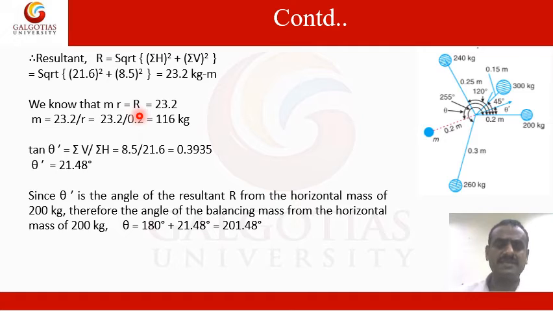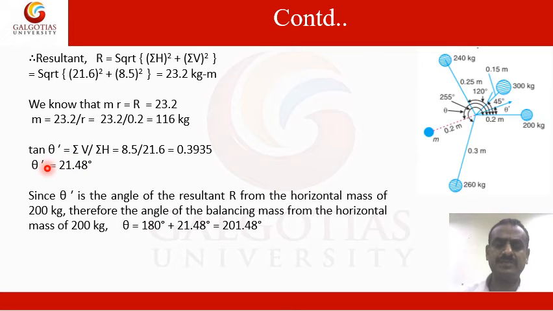There is a formula: resultant force R equals m into r. So when we know the value of R, that is 23.2, we substitute in this formula. After substituting, we can determine the magnitude of the balancing mass: m equal to 23.2 divided by r. Here r is the radius of location of the balancing mass, that is 0.2 meter. So substituting this value, the magnitude of the balancing mass is determined, that is m equal to 116 kilogram.